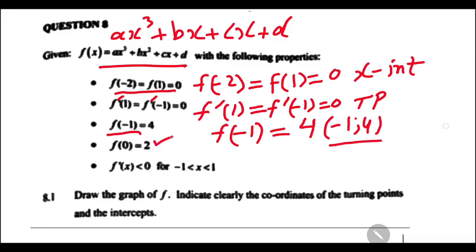And this one is f of 0 is equal to 2, which means x value is 0, y value is 2. So this means this is a y-intercept.